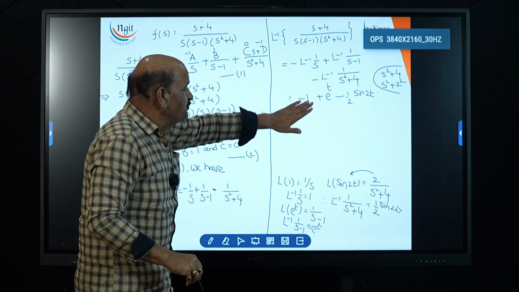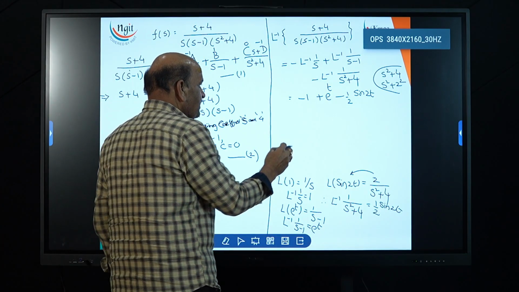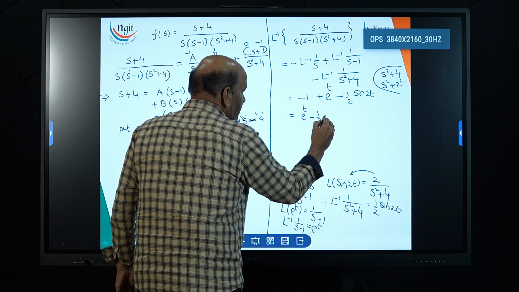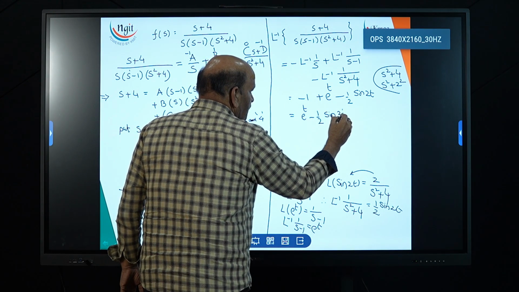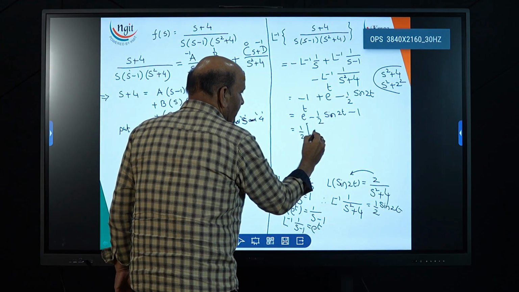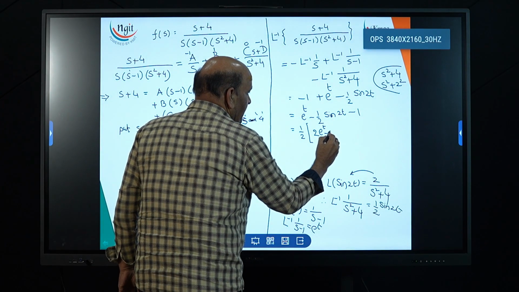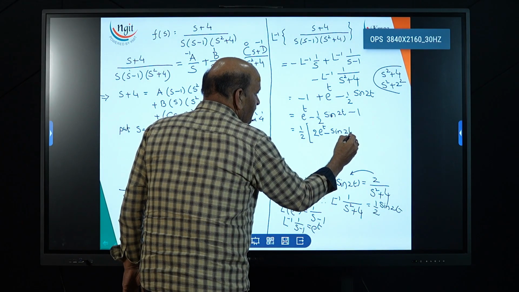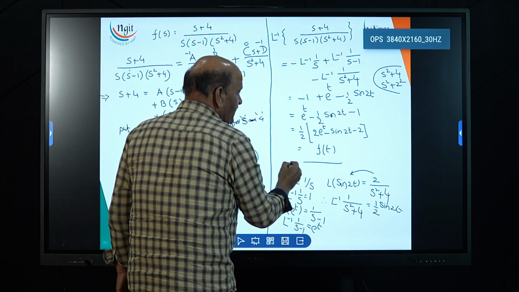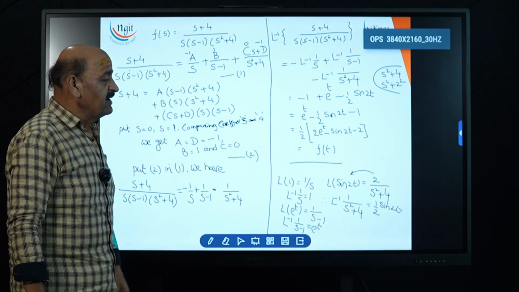But it is better to always keep the positive term first. That is the tradition. So now we are making e power t minus half sin 2t minus 1, or you can keep half outside. This will become half of (2 e power t minus sin 2t minus 2). So this will become the actual signal f of t.